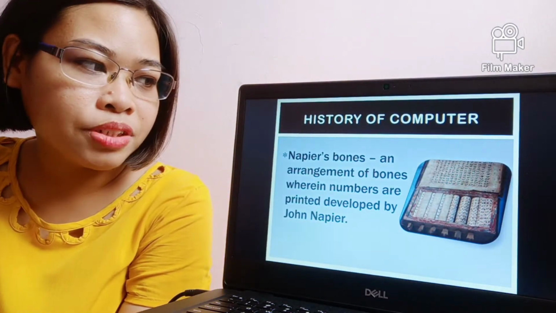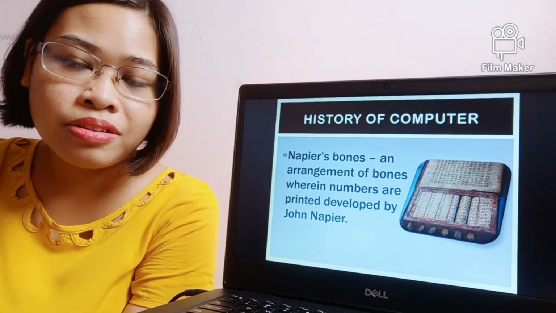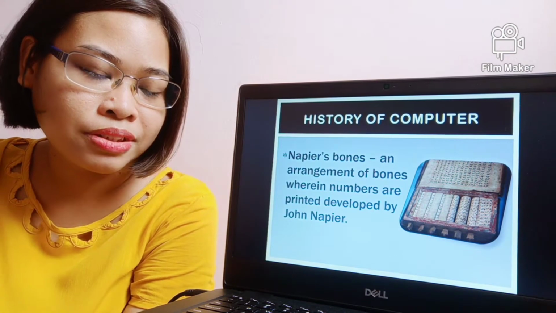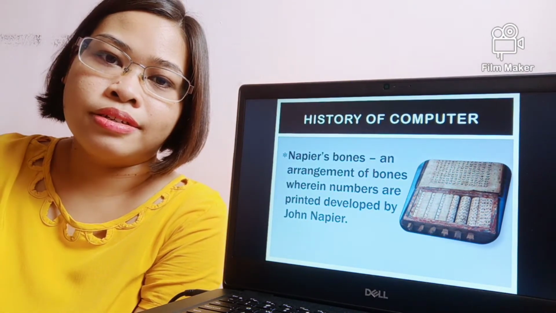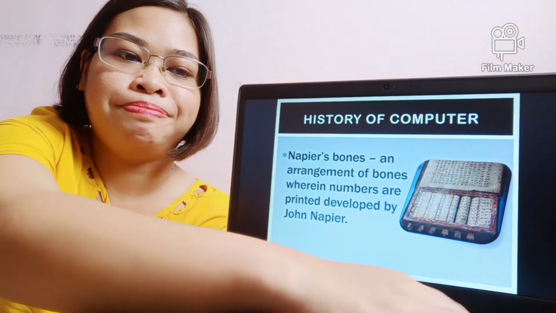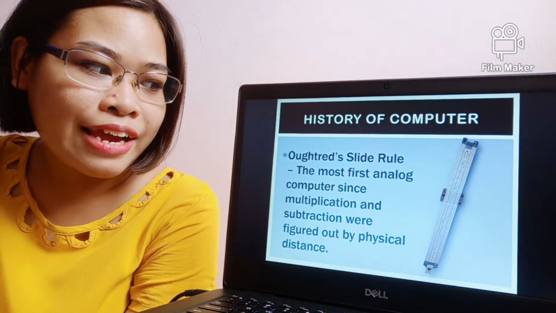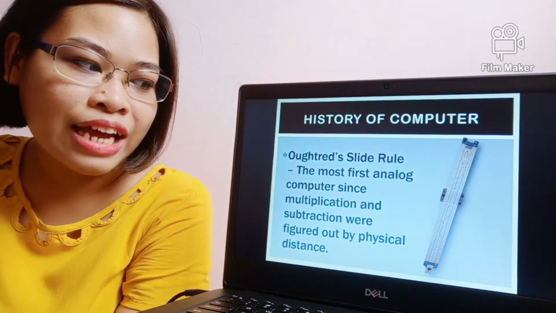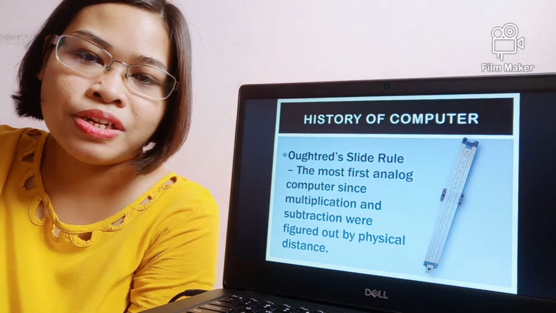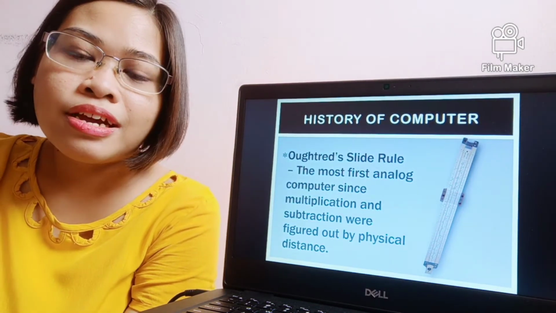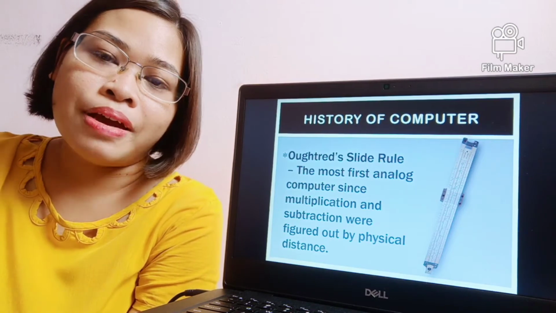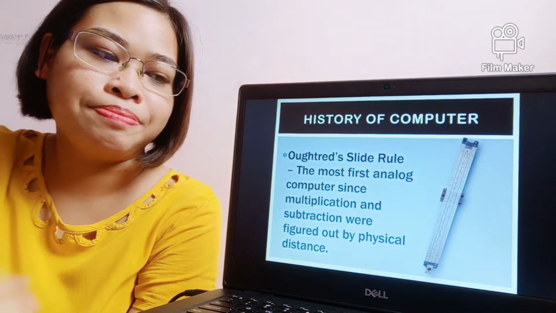Another one is the Napier's bones. It is an arrangement of bones with printed numbers, and it was developed by John Napier. Next is the Oughtred's slide rule. It is the first analog computer since multiplication and subtraction are figured out by the physical distance.